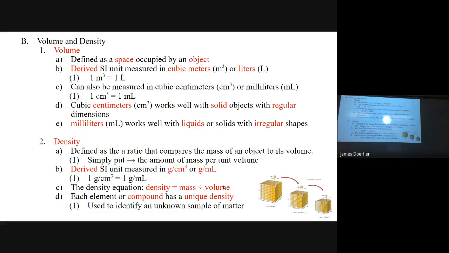1 cubic meter is equal to 1 liter. That's something very important to know. In a similar fashion, volume can also be measured in cubic centimeters, cm cubed, or milliliters. Now, cubic centimeters and milliliters, again, are equal to each other, as we see in that line below. That is the more common unit of volume that we will be dealing with.